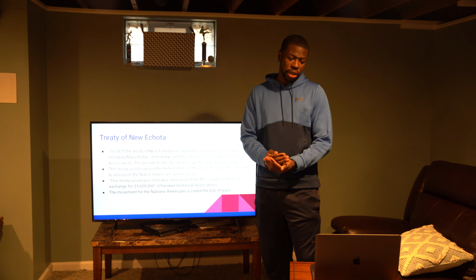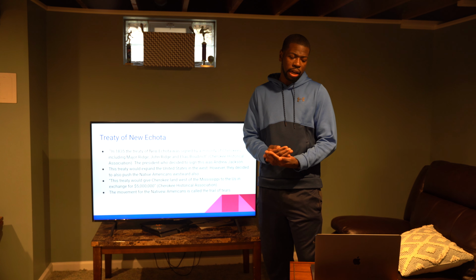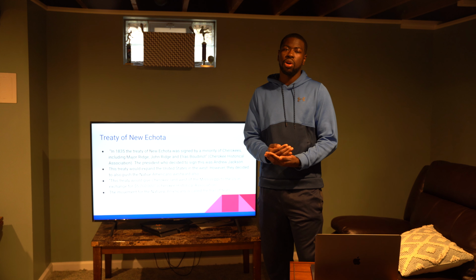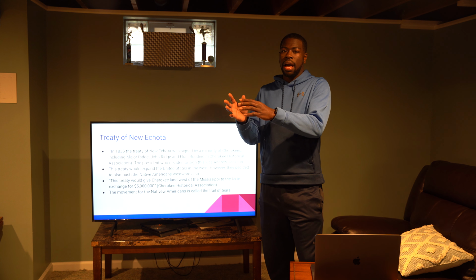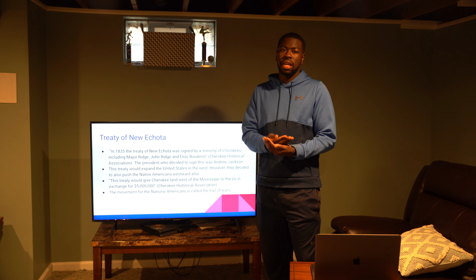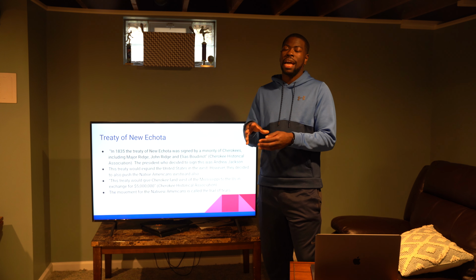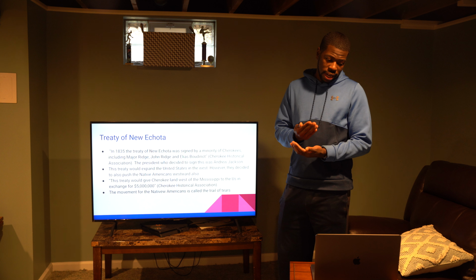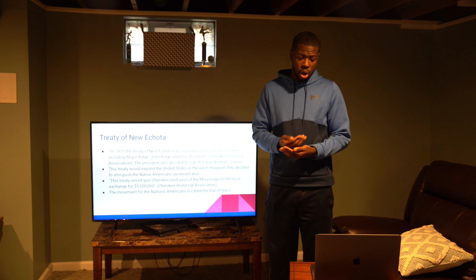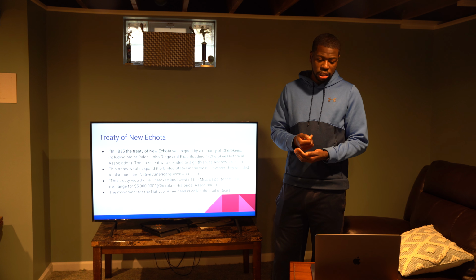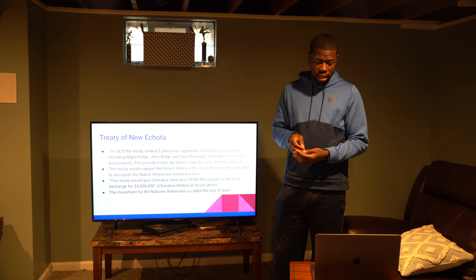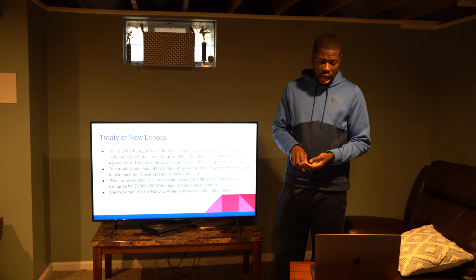The Treaty of New Echota. So the Treaty of New Echota was the name of the treaty that the Native Americans and America decided to agree upon. In 1835, the Treaty of New Echota was signed by a minority of Cherokees, including Major Ridge, John Ridge, and Elias Boudinot. Also, the president who decided to sign this was Andrew Jackson.